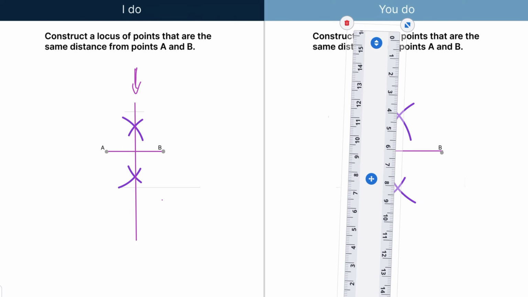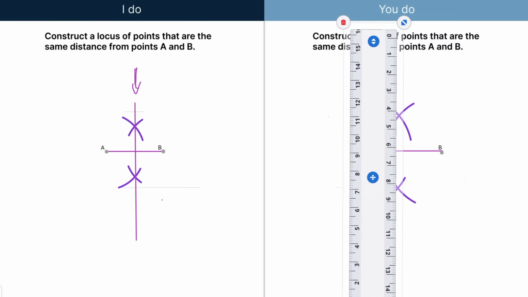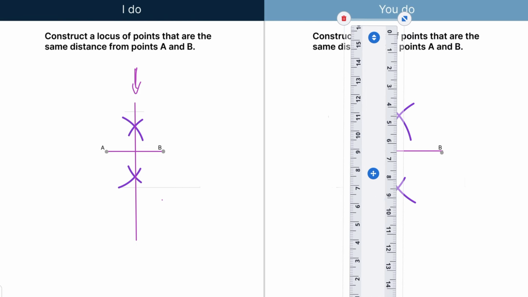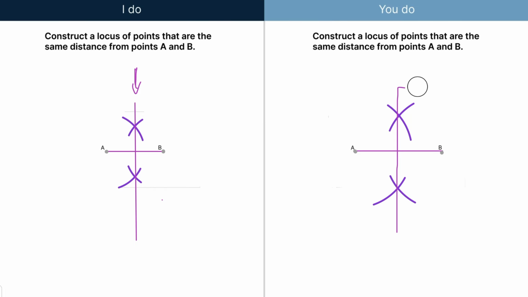So trying to be as accurate as I can here. Like I said, it's a little bit tricky on the iPad, but I'll try my best. There we go. So you end up with something like this, and let me just tidy that up at the top. There we go.